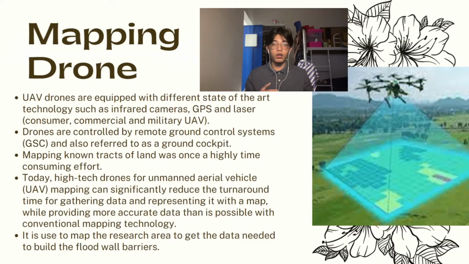Mapping known tract of land was once a highly time-consuming effort. Today, high-tech drones for unmanned aerial vehicle (UAV) mapping can significantly reduce the turnaround time for gathering data and representing it with a map, while providing more accurate data than is possible with conventional mapping technology. It is used to map the research area to get the data needed to build the flood walls barrier.